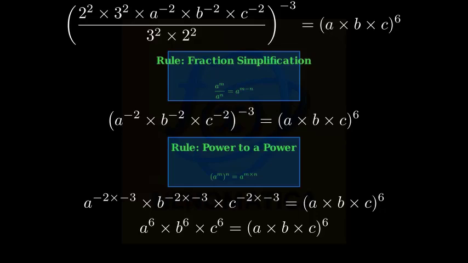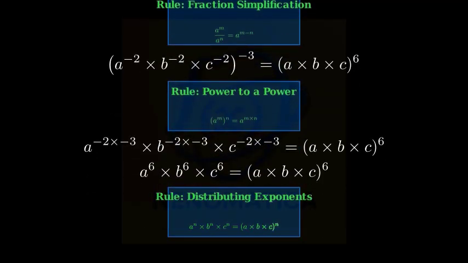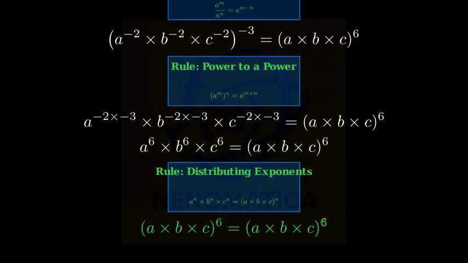For our final step, we need to use the rule for distributing exponents. When a product is raised to a power, each factor is raised to that power. So a to the 6th times b to the 6th times c to the 6th equals the product of a times b times c, all raised to the 6th power. And with that, we've successfully proven the equality.